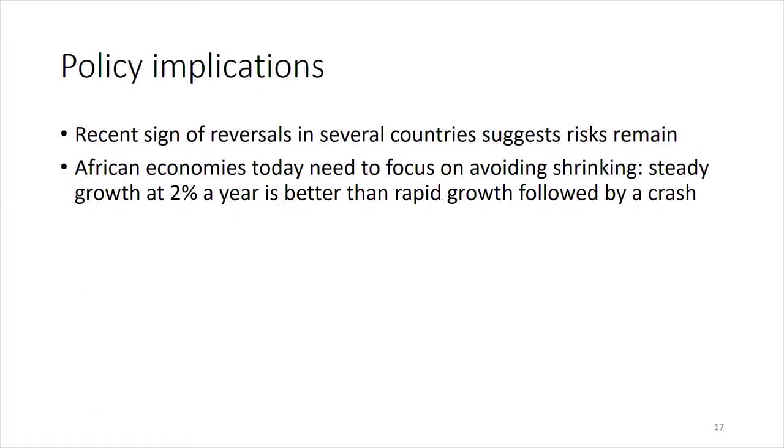So, I think the policy implications here are that although there's been this period of growth recently, there are also signs of reversals in several countries. That suggests to us that the risk of shrinking remains. And we think the priority for these economies is to focus on avoiding shrinking. Steady growth at 2% a year is better than rapid growth followed by a crash, which removes it all and sets you back where you were.